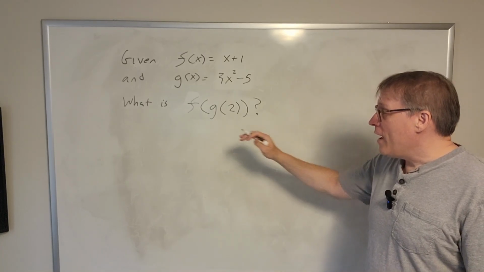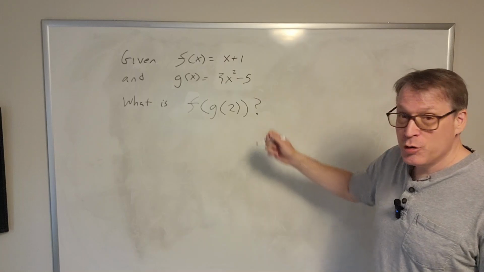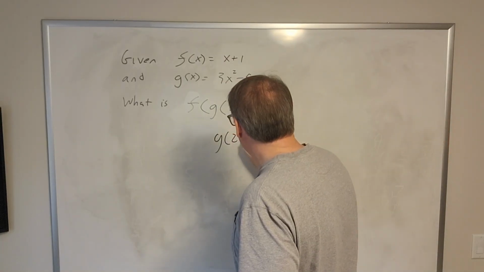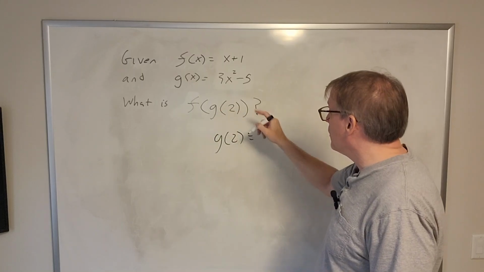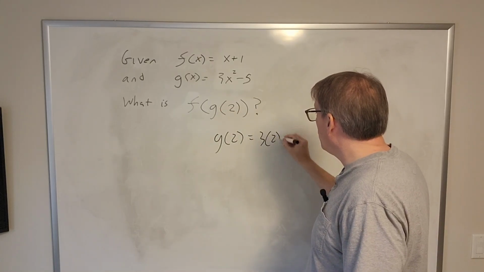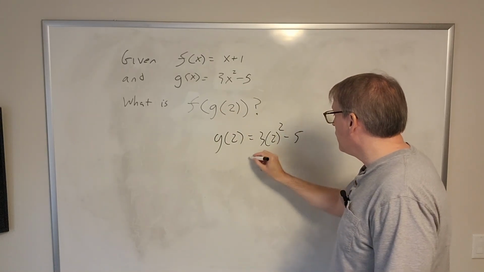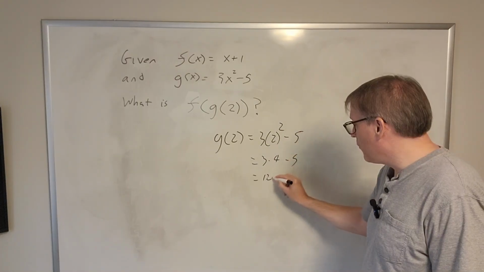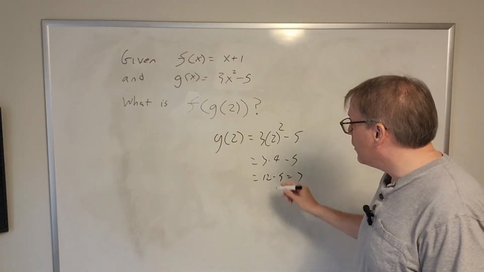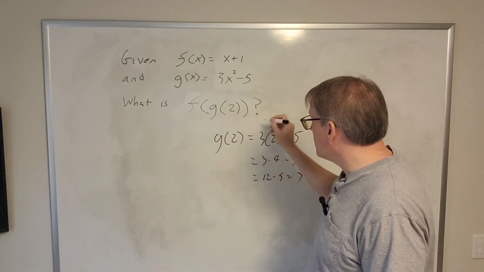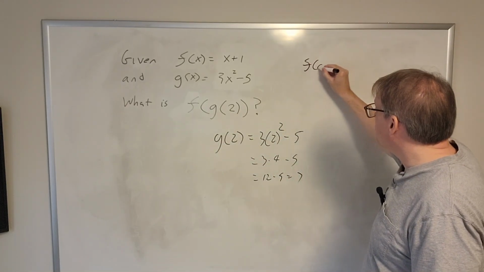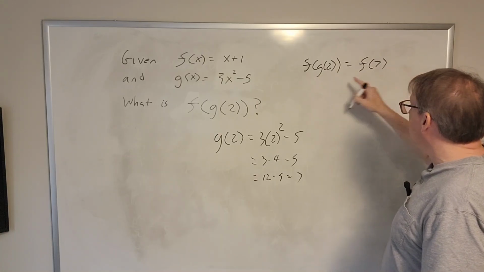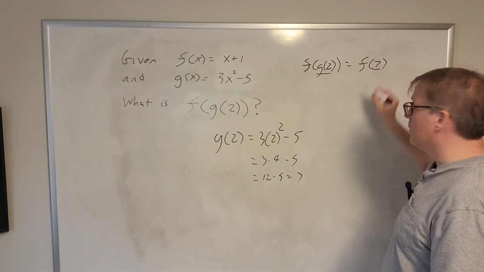So you can do the things we did before and then plug in 2 at the end, or you can just get what g of 2 is. G of 2 is going to be equal to, same thing here, 3 times 2 squared minus 5, which equals 3 times 4 minus 5, PEMDAS, 12 minus 5, which equals 7. Okay, so that means this g of 2 is 7. So f of g of 2 equals f of 7, since g of 2 is 7.